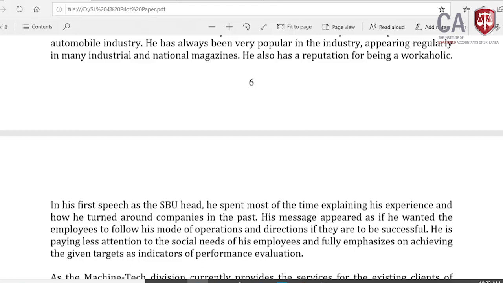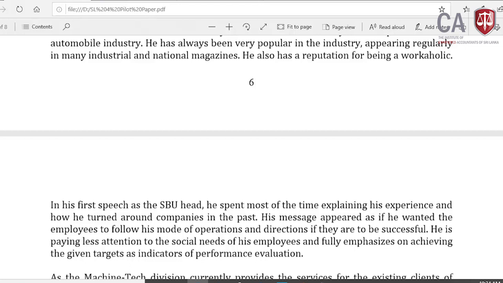In his first speech as the SBU head, he spent most of the time explaining his experience and how he turned around companies in the past. This guy is talking about himself much. There are some guys like that. So, from that you can get some idea about his leadership style also. Examiner may try to test some of the leadership styles you have learned, right.